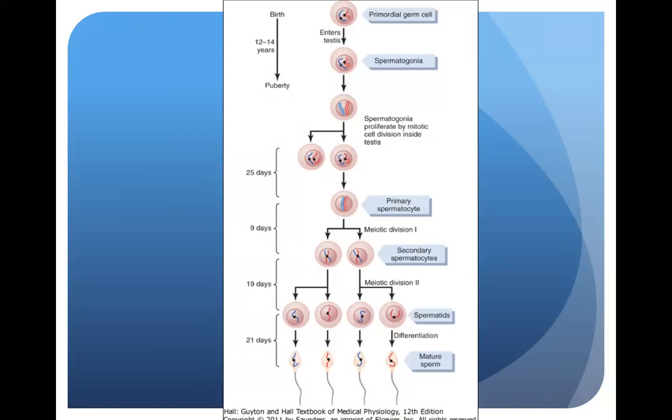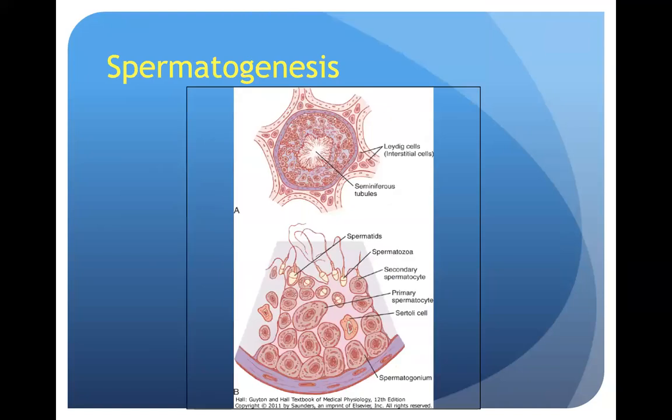As you can see again, it starts at puberty. Again, this is just to show you that from the periphery, you have your spermatogonium, and then it will undergo mitosis, then first meiotic, then second meiotic division, and then it will undergo further differentiation to become the spermatids.